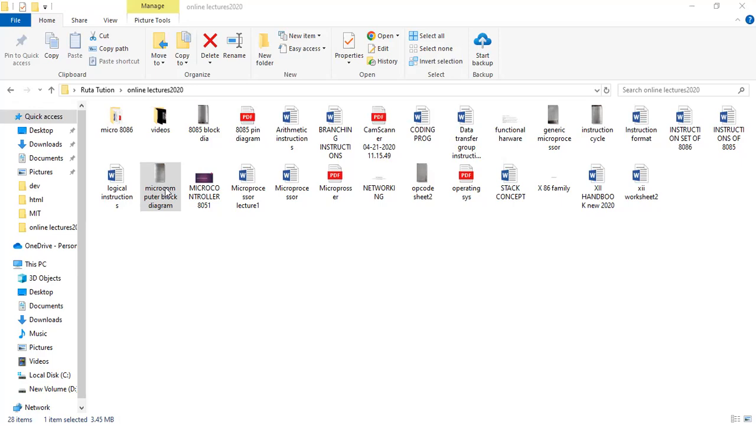That is the main use of it. So this is the microcomputer block diagram, which you'll have to draw and explain. Usually it comes for 4 marks, draw as well as explain.